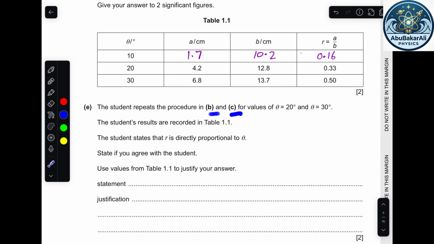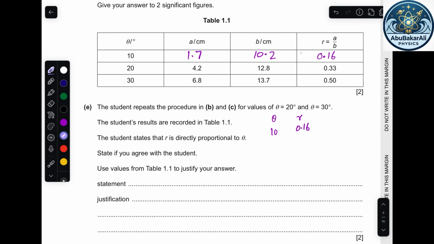Okay, moving forward, the student repeats the procedure in B and C for the values of 20 and 30. These are the two values they have given you. And the student states that R is proportional to theta. Where is R? This R and this theta, they are proportional. The student is saying, state if you agree with the statement, use values. See, when theta is 10, R is 0.16.